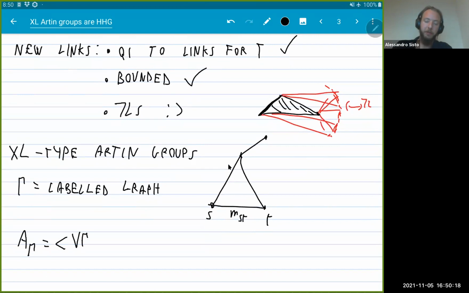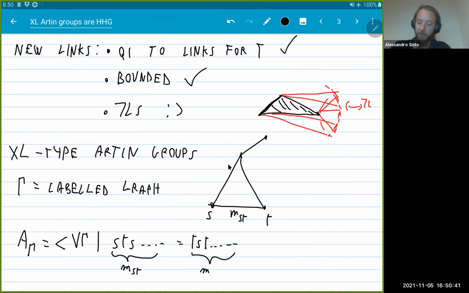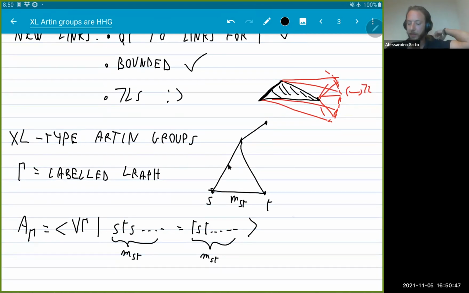So you look at the group generated by the vertices, and then there's this funny relation that if you do ST, ST, ST, ST, and so on, M_ST times, then this is the same as doing TS, TS, and so on, M_ST times. So for example, if M_ST is 3, then you have actually STS equals TST. While if you had M_ST equal to 2, you would have just a commutation.